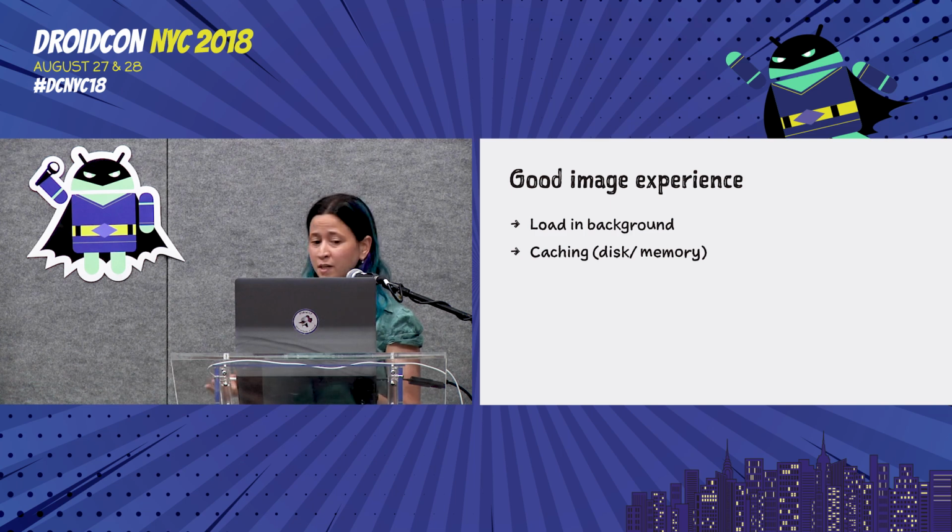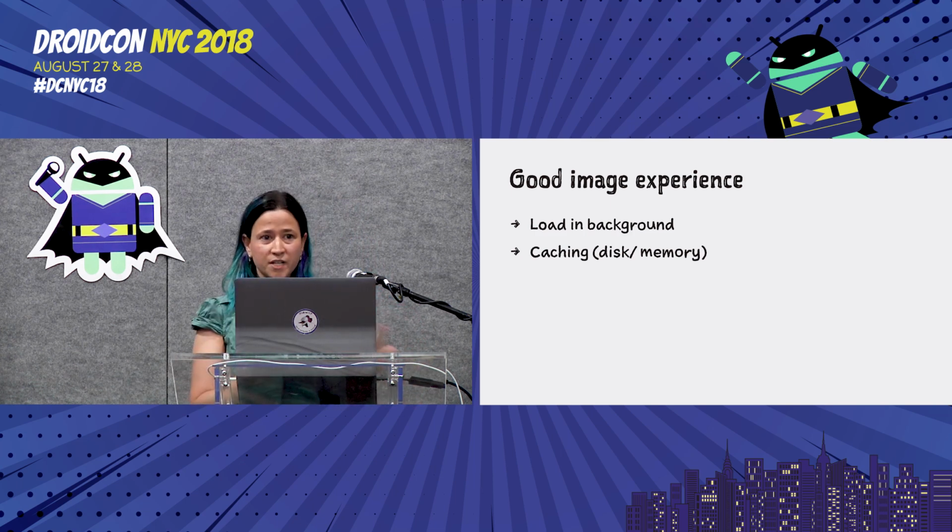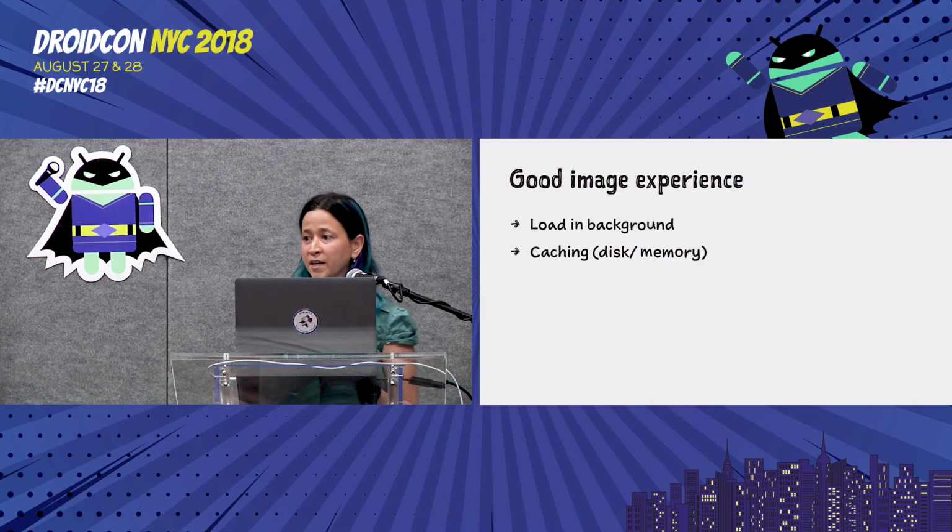The second thing is caching, which is saving the image to the disk or to the memory. Again, if we're displaying the same image multiple times or displaying it in different pages, we don't need to fetch it from the web every time. It's just expensive and creates copies of the same image in memory over and over again for no good reason.